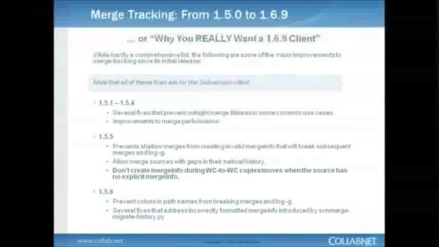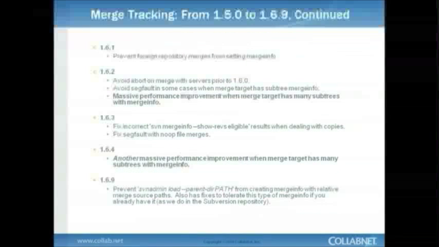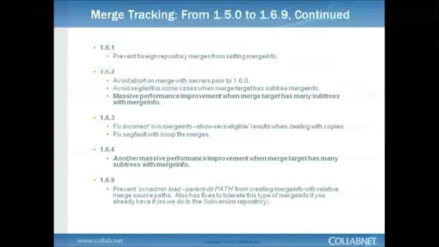In the 1.5 series, as I mentioned earlier, in 1.5.5, copies and moves done within a working copy no longer produce merge info on the target if none existed on the source. So goodbye to subtree merge info caused by refactoring. In 1.6.0, the improvements continued. The two big ones to note here are 1.6.2 and 1.6.4, and these were performance improvements when you're dealing with large numbers of subtree merge info. So if large numbers of subtree merge info sounds like your environment, you really, really, really want the latest client version.